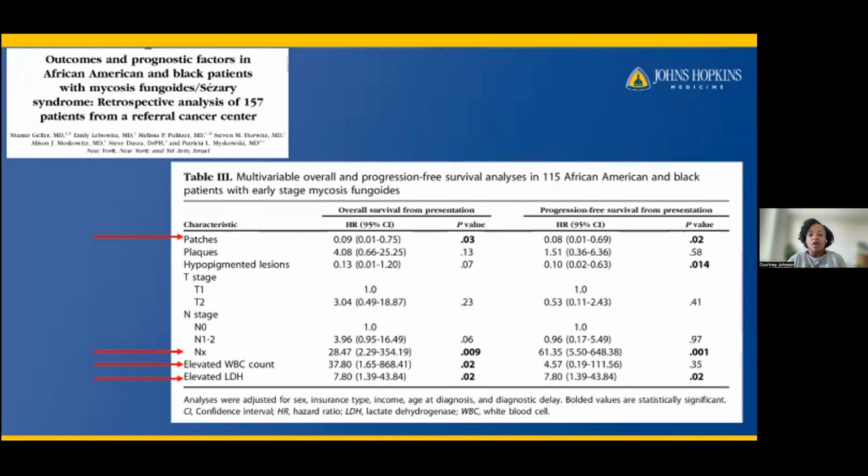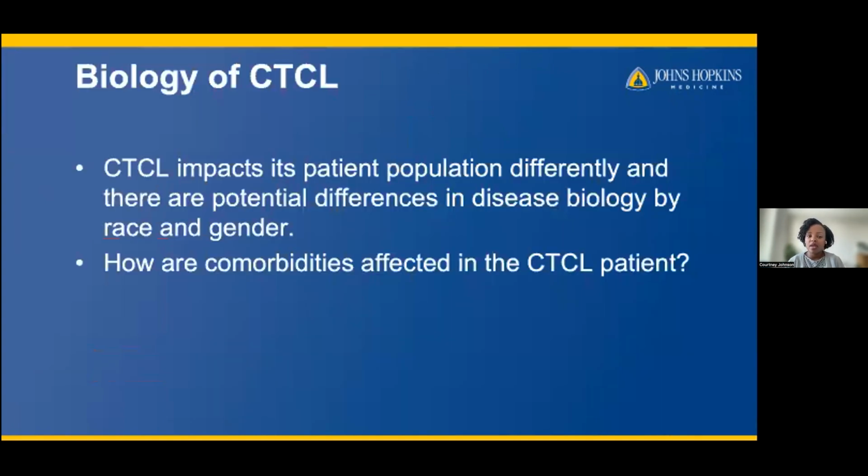The summation of all of this is really to say that this disease affects our patient populations in very different ways. We know that the biology is different by race and gender. Here at Hopkins, we had a question about whether or not comorbidities affected our patient population, so we looked a little bit at our patient population here.